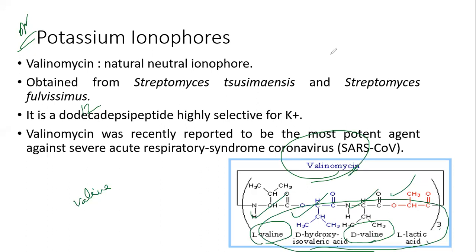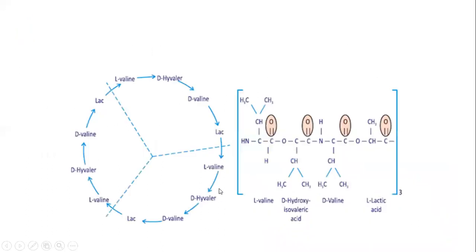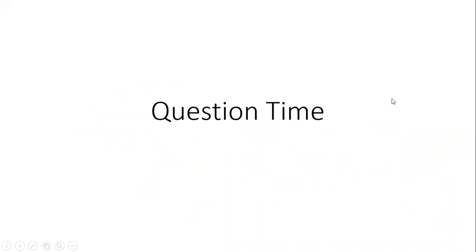Again, it's a peptide structure only. This is again the same. You can see over here, right? Valine, L-valine, isovaleric acid, then D-valine, lactic acid. Again, valine, isovaleric acid, D-valine and lactic acid. तो ये इसी की तरह से एक आपको ये बनता रहता है. ठीक है? Clear, guys? This one. Okay, this is just the same thing. Representation is different.